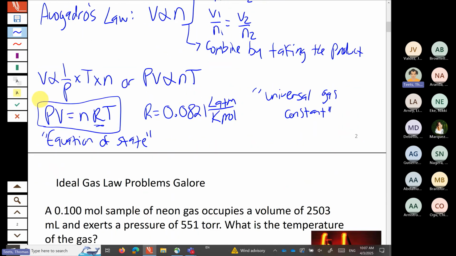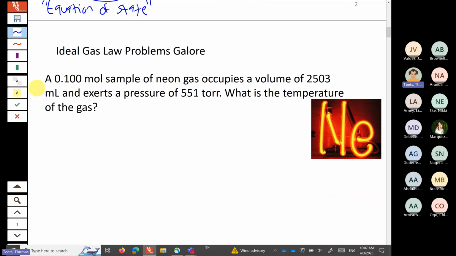All right, so we have a 0.1 mole sample of neon gas that occupies a volume of 2,503 milliliters and exerts a pressure of 551 torr. What is the temperature of the gas? So in this problem, this is one where we're not changing anything. We're just giving you an amount of the gas, a volume, and the pressure, and we're asking you to solve for the fourth thing, the temperature. That's the simplest type of problem, I suppose, because you're just using this one equation, PV equals nRT, and solving for whatever your unknown is.